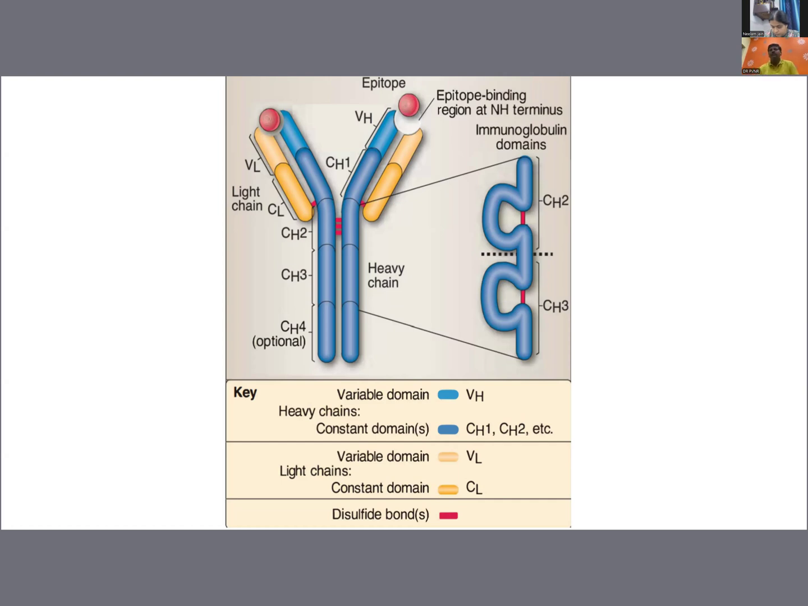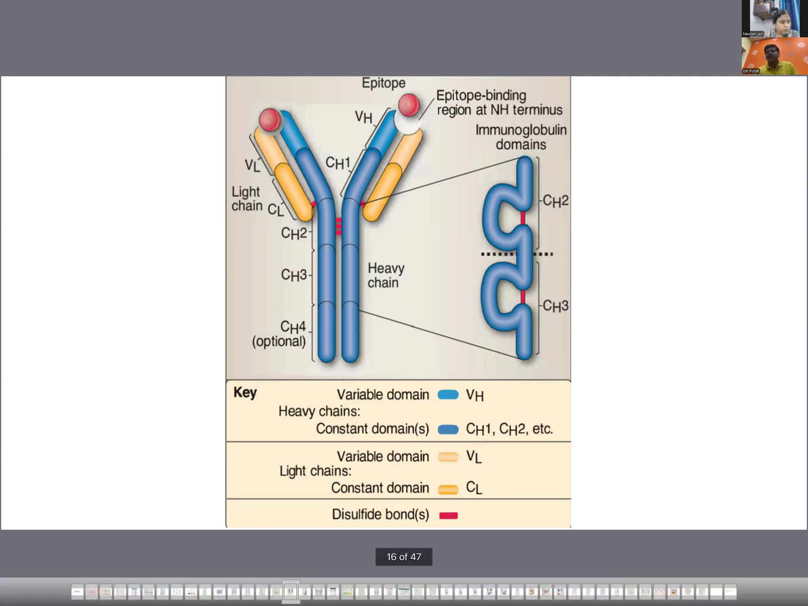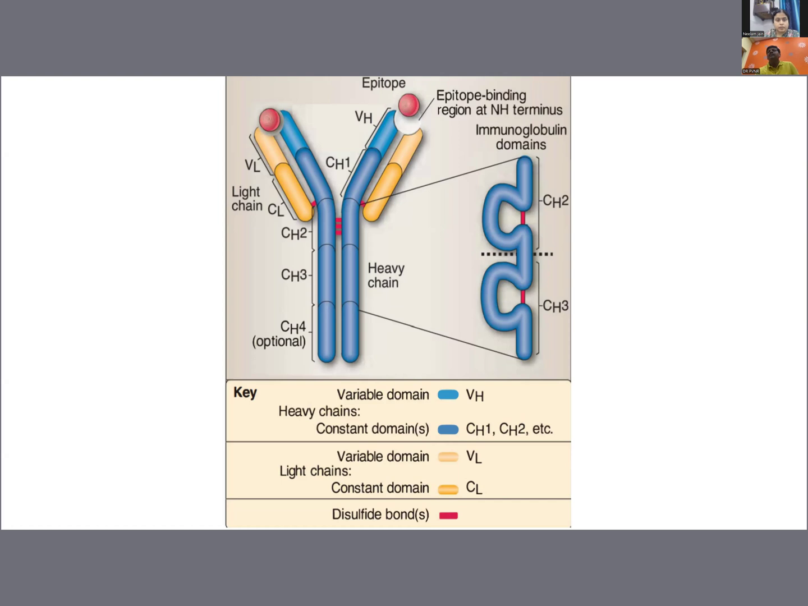This is the structure of the antibody. It is like a Y shape. In the structure you can see the epitope binding region or NH terminals, and there is one red color round structure, that is antigen. Two forks are coming, and those forks will go and bind to the antigen. And that blue color arm, the extended part, is the heavy chain.